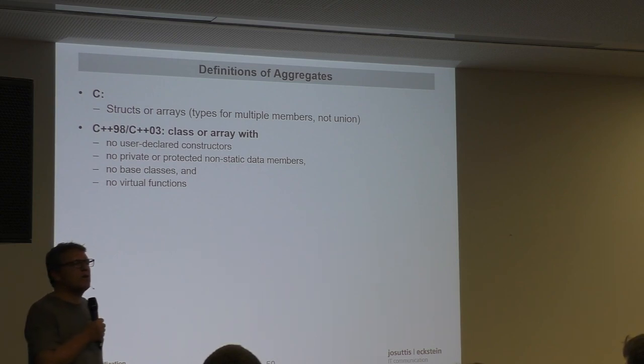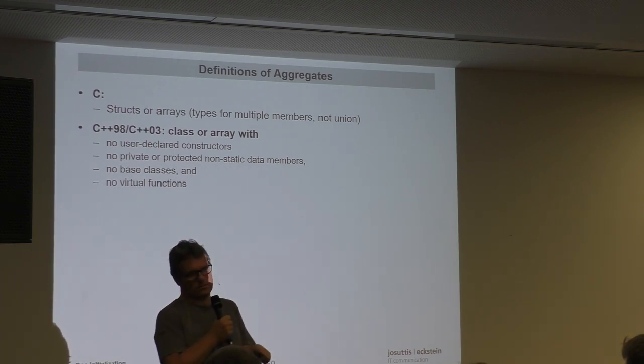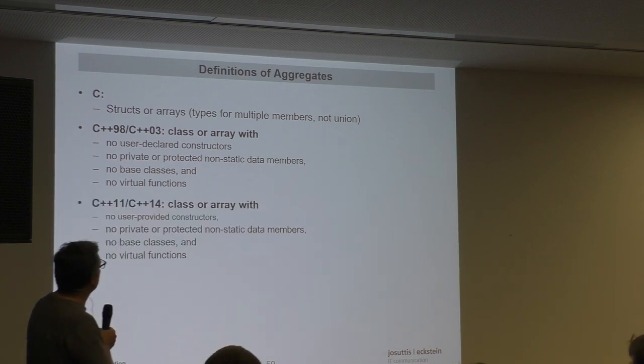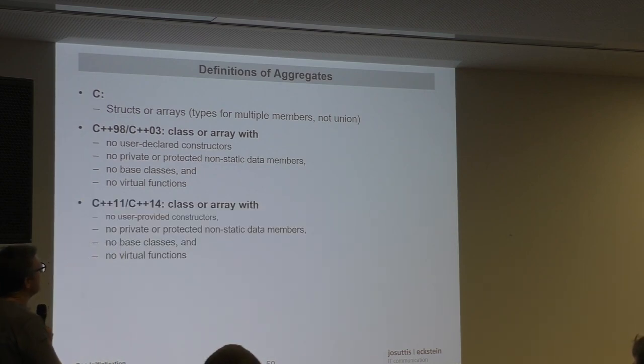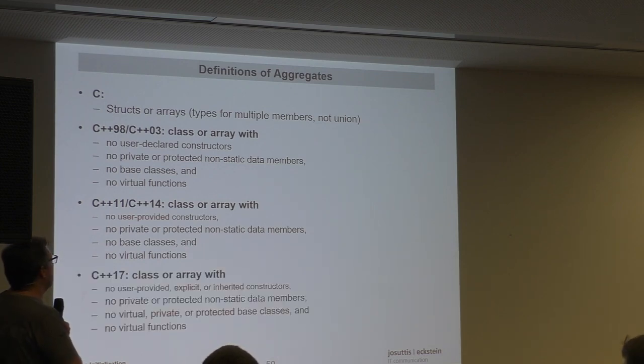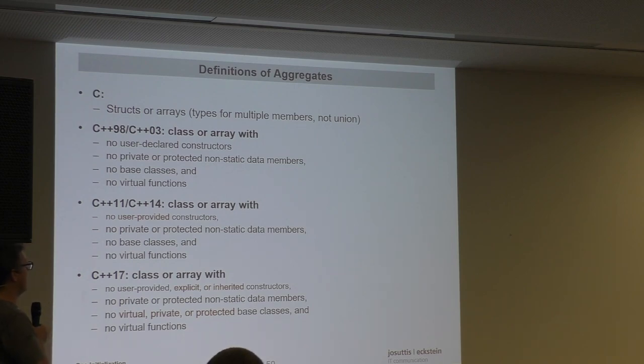Why do I say that? Because the rules for aggregates are different, of course, to initialize them. In C++11 and 14, we modified this a little bit. So you can now have user-provided constructors. And in C++17, we again changed the definition of aggregates. So you are not allowed to have explicit or inherited constructors, no virtual or protected base classes, but in general you can have base classes now. So here base classes were not allowed, now we allow them in aggregates.